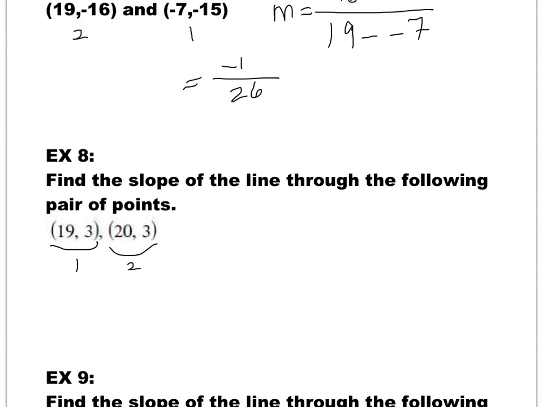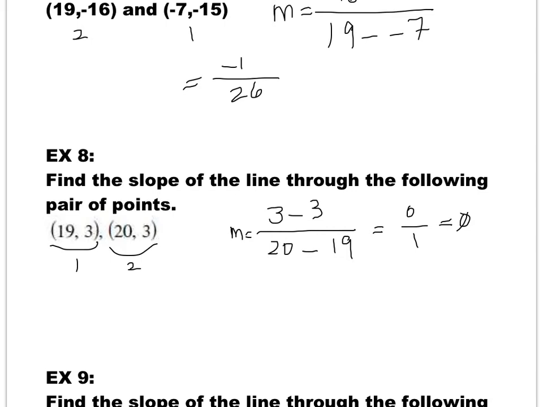Now, by definition, m is equal to y2. Again, y2 is the y coordinate of the second point, which is 3, minus y1, which is the y coordinate of the first point, which is 3, over x2, which is the x coordinate of the second point, which is 20, minus the x coordinate of the first point, which is 19. 3 minus 3 gives you 0. 20 minus 19 gives you 1, and 0 divided by 1 gives you 0. This means that the slope of this line is 0.